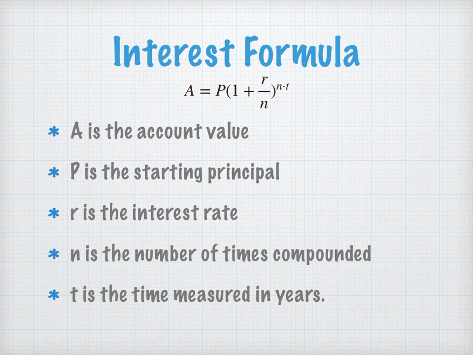We also want to talk about interest while we're here, though. Interest is often modeled with an exponential function. The interest formula is A equals P times the quantity 1 plus r over n, all raised to the n times t. A is the account value, P is your starting principal, R is the interest rate, N is the number of times compounded, and T is the time measured in years. Keep in mind that N is the number of times compounded specifically in 1 year.